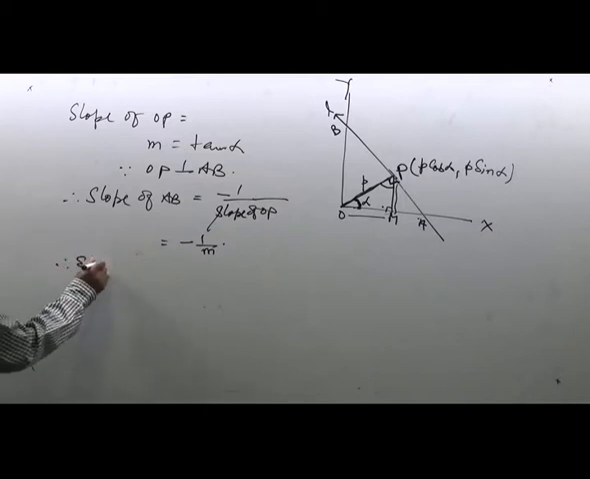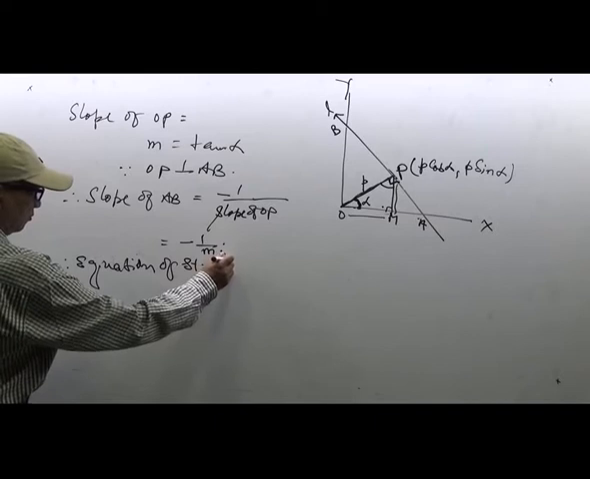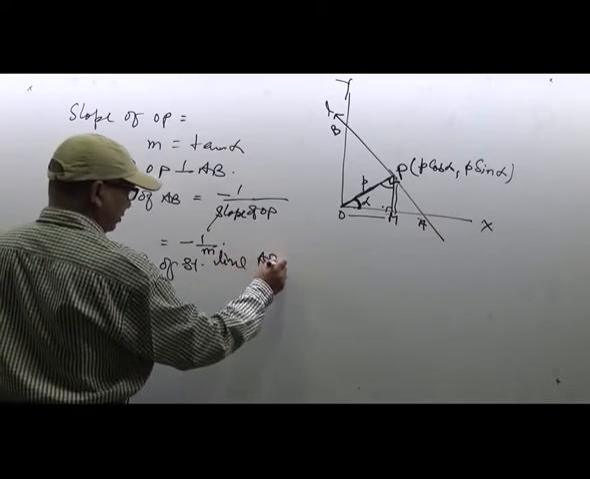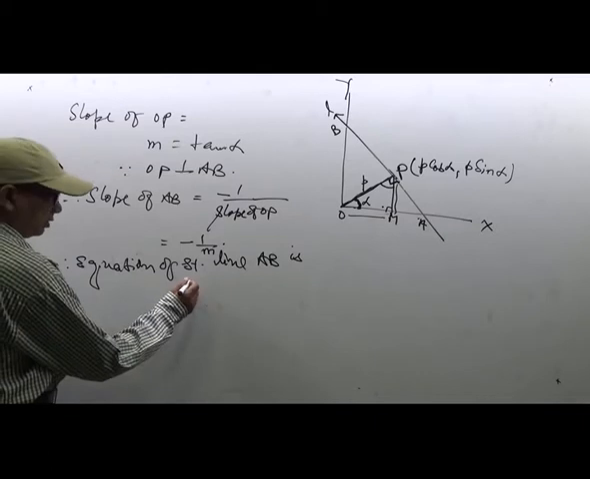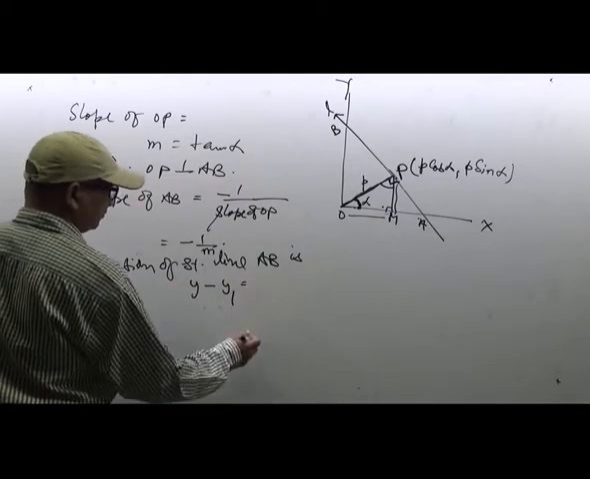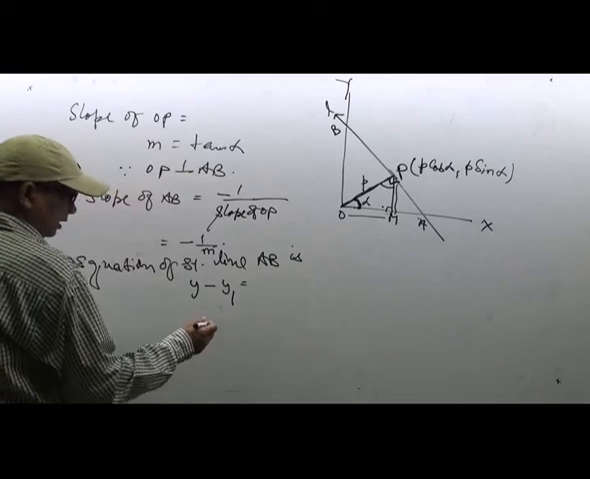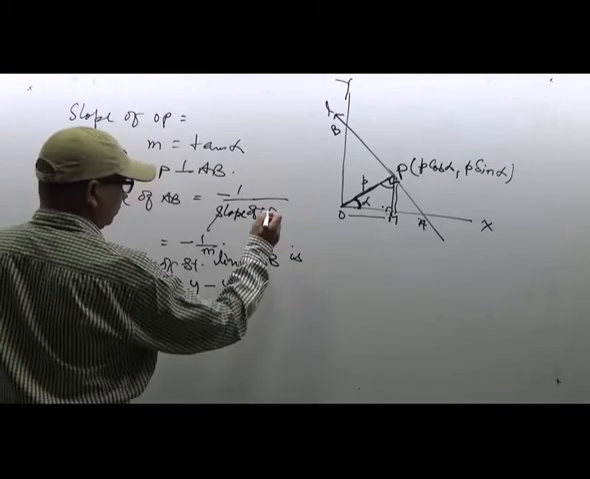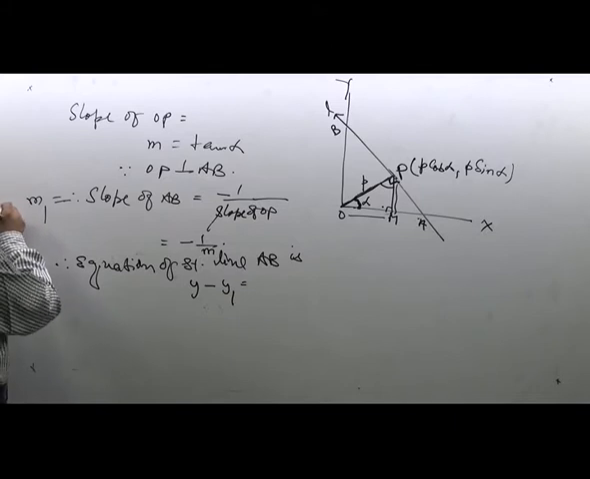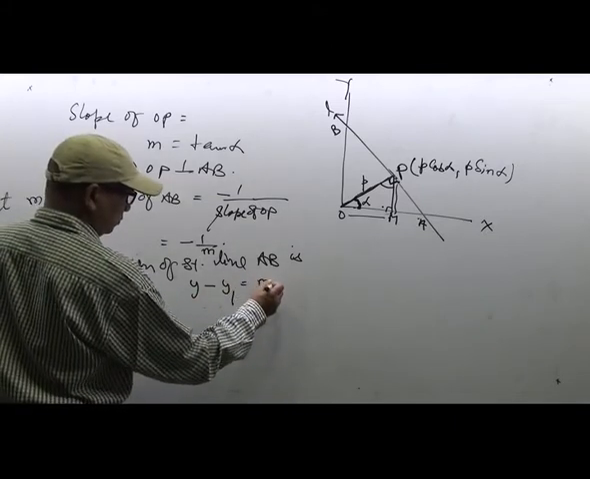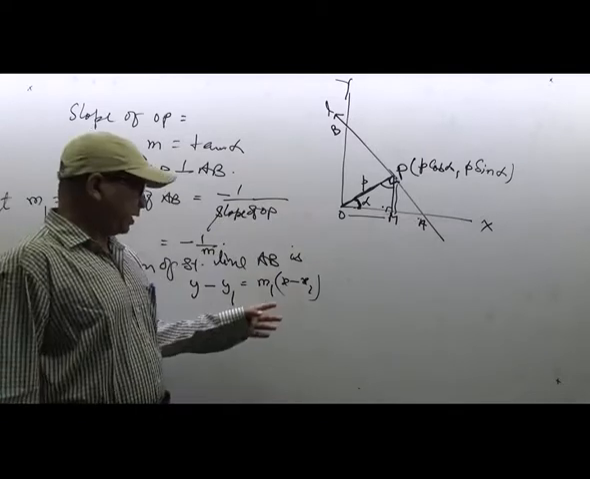Equation of a straight line AB is, because slope is given and point is given, y minus y1 is equal to, इसको m1 मान लेते, m1, let m1 is equal to slope of AB, m1 into x minus x1. Here x1 is equal to P cos alpha and y1 is equal to P sin alpha.